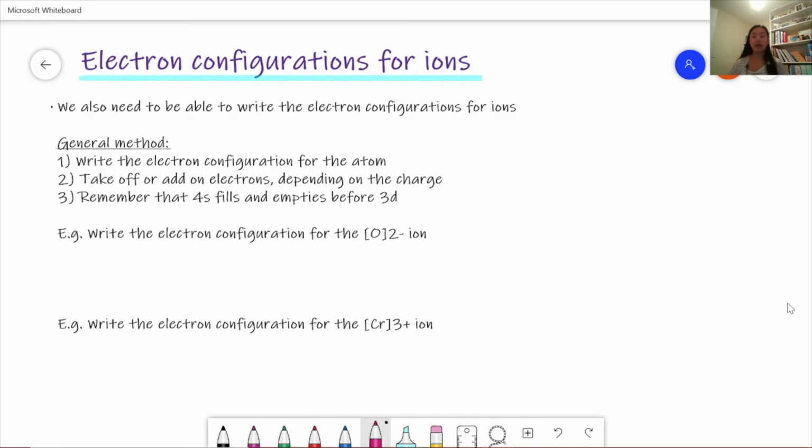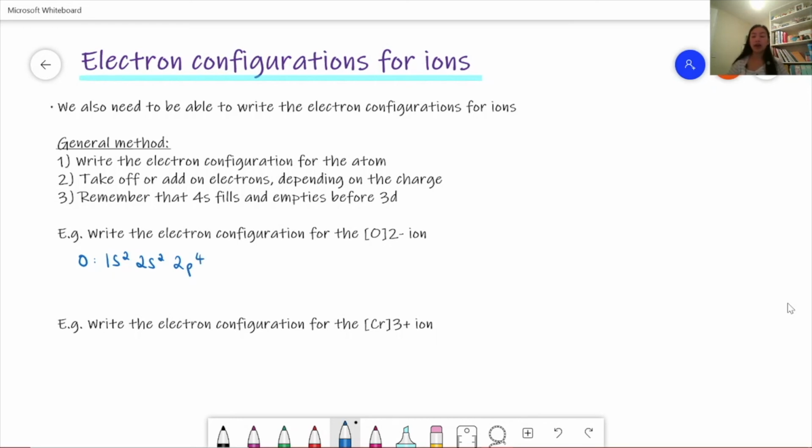So for example, if we're going to write the electron configuration for the O2- ion, firstly what we do is look at the periodic table and write the electron configuration for oxygen. So oxygen is in period 2 and it's in group 6. And so we have 1s2, which takes us to helium, and then 2s2, which takes us to beryllium. And then we have 4 more electrons, so then we have 2p4.